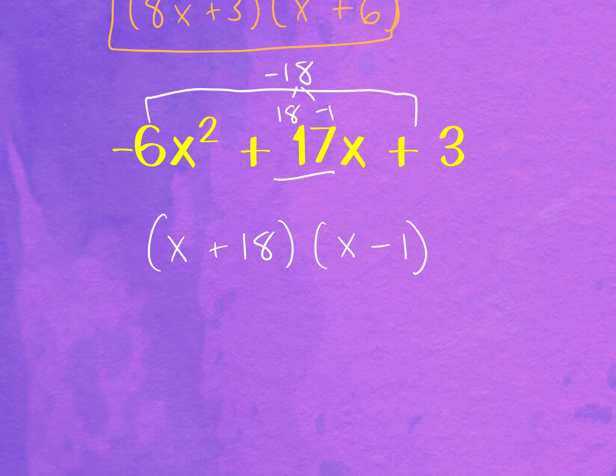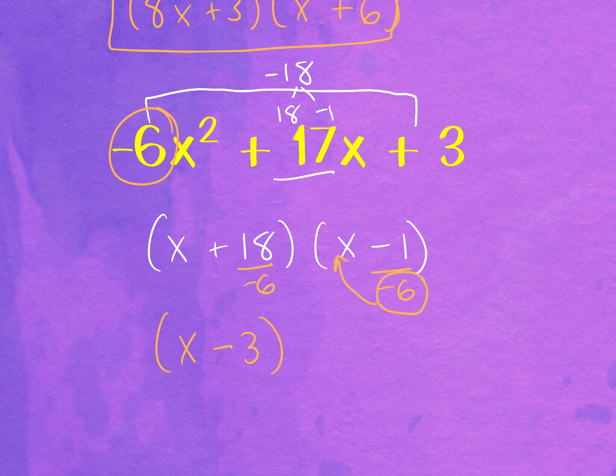What do I have to do next? Divide by negative 6. What is 18 divided by negative 6? Negative 3. So my first parentheses turns into x minus 3. Can I divide 1 by negative 6? Nope. So that negative 6 is going to go in front of the x. So negative 6x minus 1.